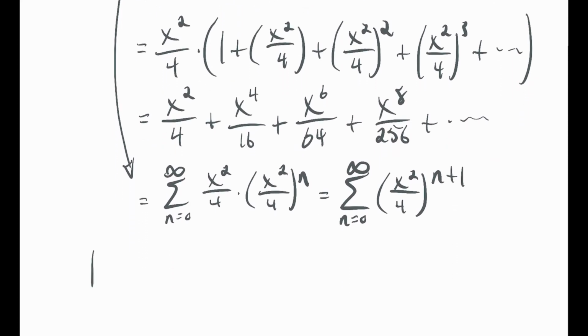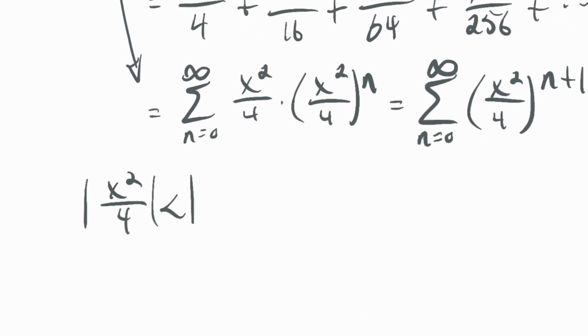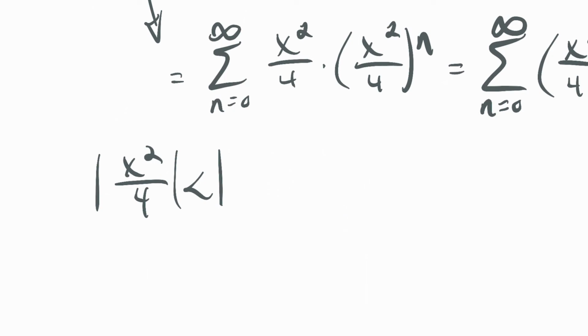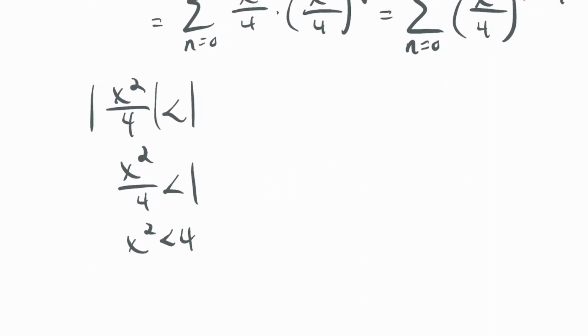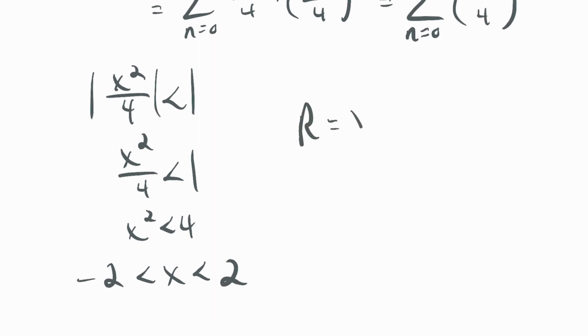So let's look for the interval of convergence. The absolute value of x squared over 4 needs to be less than 1. The absolute value bars we can just drop, since everything's positive anyway, or at least non-negative. So I can multiply 4 on both sides. So x squared is less than 4, then x is between -2 and +2. So the radius of convergence is 2, and the interval of convergence is -2 to 2. And again, we don't have to check the endpoints individually because this is based upon a geometric series.